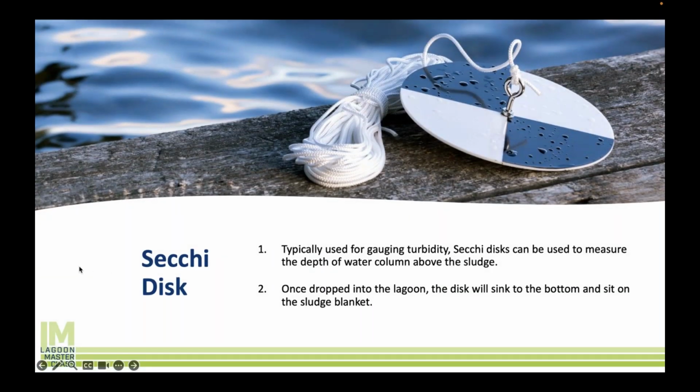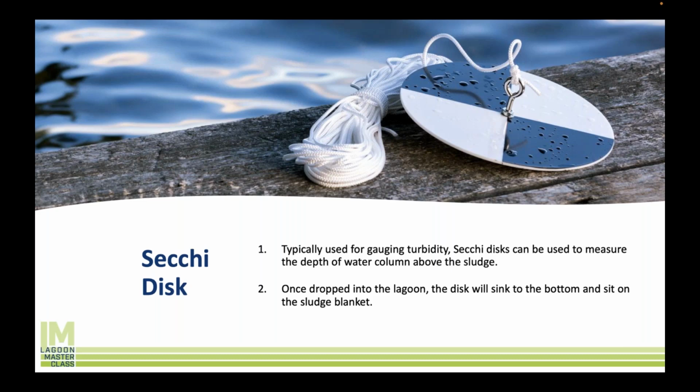So where the sludge judge fails, the Secchi disc steps in. Secchi discs were really designed to measure turbidity in water, but we've adapted their use. It's this little disc, super cheap to buy, with a rope on it. If you drop it in the water, you can let it sink all the way to the bottom, and it will sit on top of that sludge blanket.